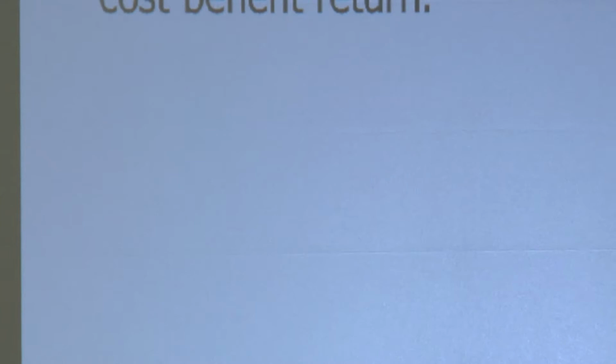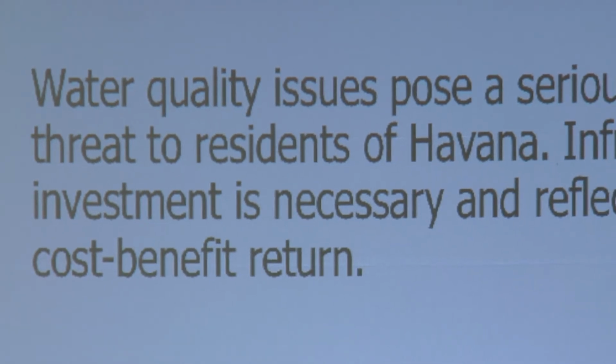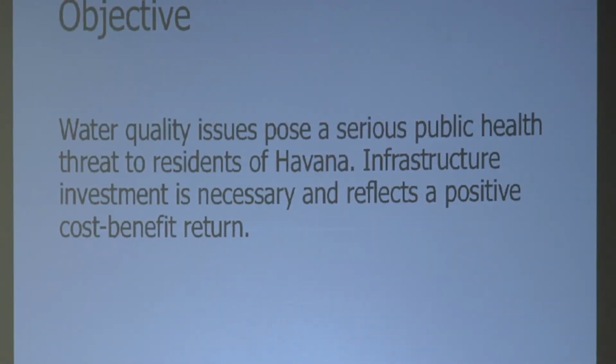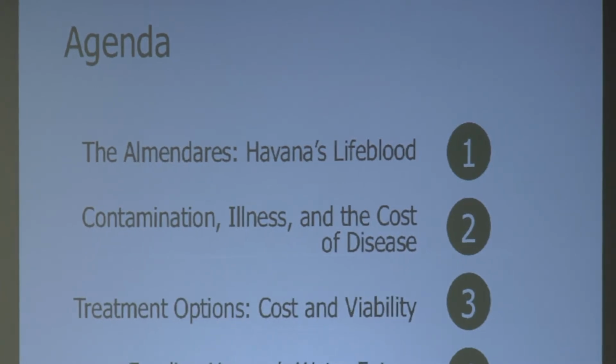Alrighty, and what we're going to be talking about today is some water quality issues and proposed public health upgrades that we've developed for the Upper Almendares watershed. And the reason why we've done this is there's serious public health threats posed by the current state of the system. And we found that infrastructure investments, beyond improving the intangible quality of life issues, present a positive cost-benefit situation here in Cuba.